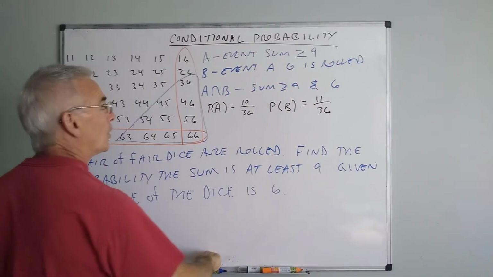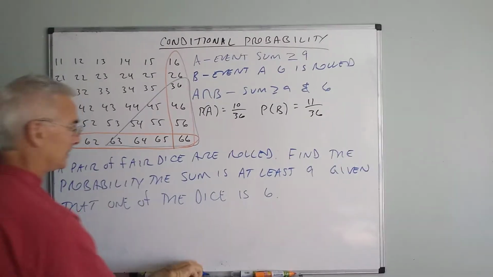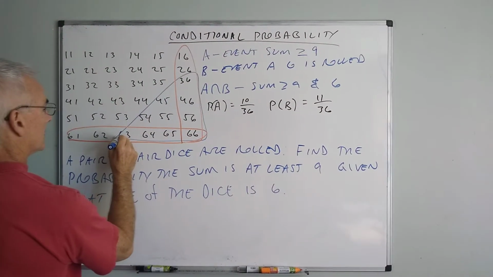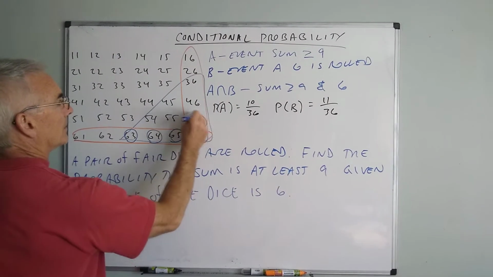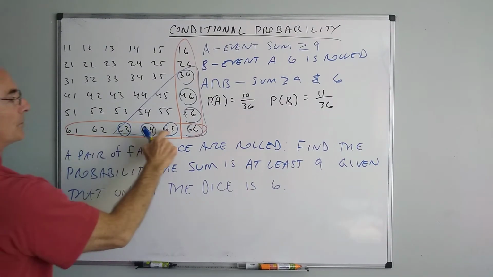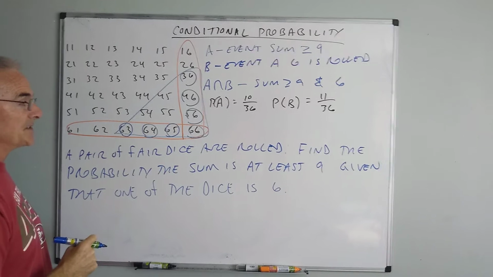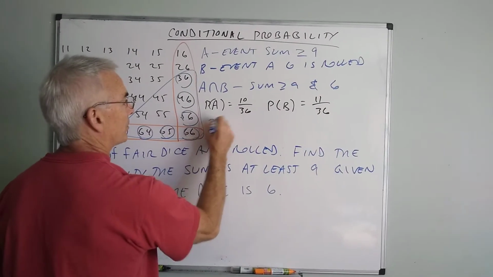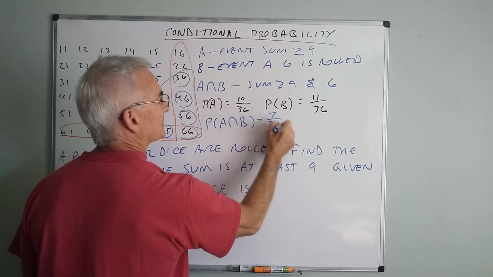And finally, which rolls have a sum of at least 9 and have a 6 in them? Well, those rolls would be there, there, there, there, there, there, there. So there's exactly 1, 2, 3, 4, 5, 6, 7 rolls that have a sum of at least 9 and have a 6 in them. So the probability of the intersection would be 7 out of 36.